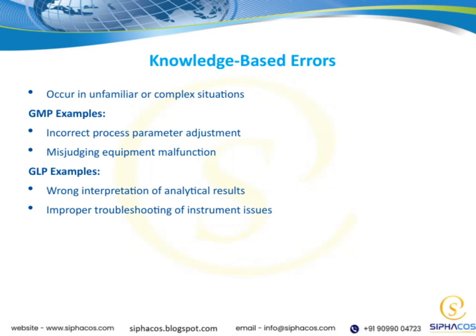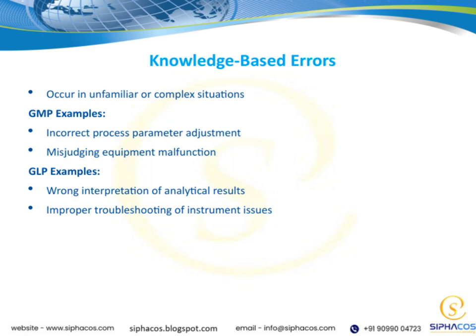Let's talk about knowledge-based errors. These errors tend to happen in situations that are unfamiliar or particularly complex, where we might not have all the information or experience at hand. In the GMP context, for example, this could be an incorrect adjustment of process parameters, which might seem straightforward but can lead to significant issues if misjudged. It could also involve misjudging an equipment malfunction, where a technician might overlook subtle signs or make assumptions without enough data.